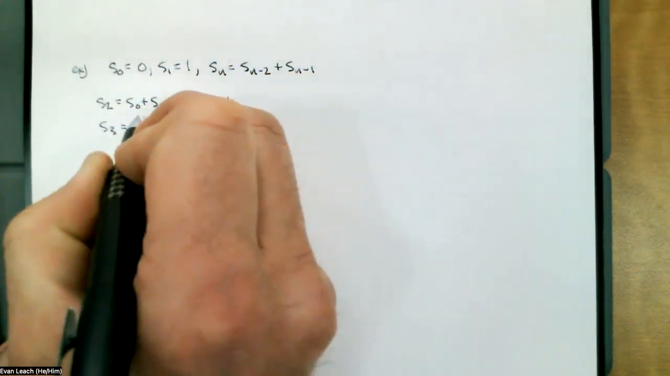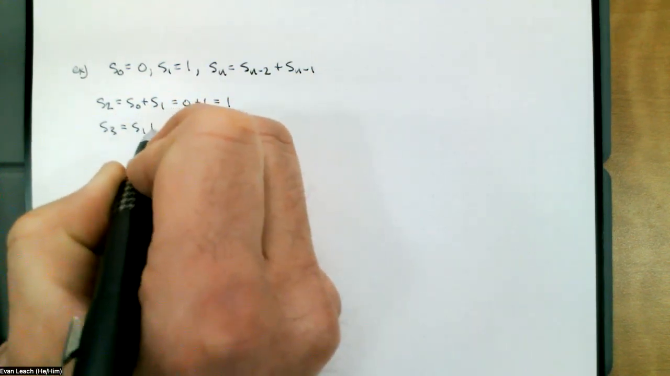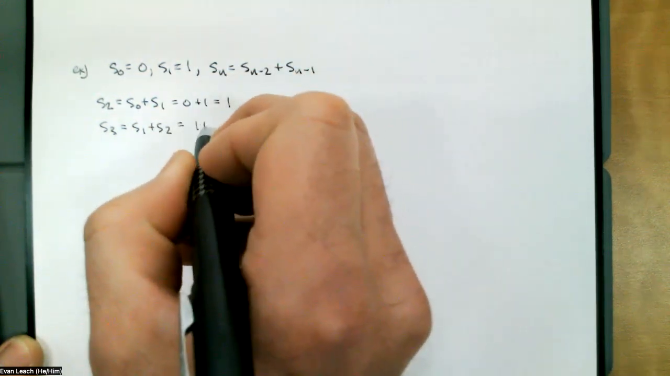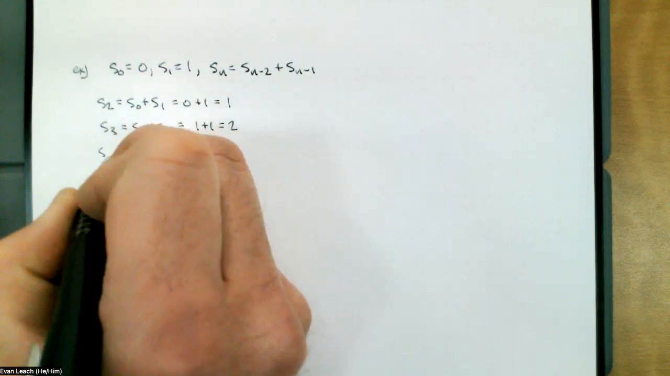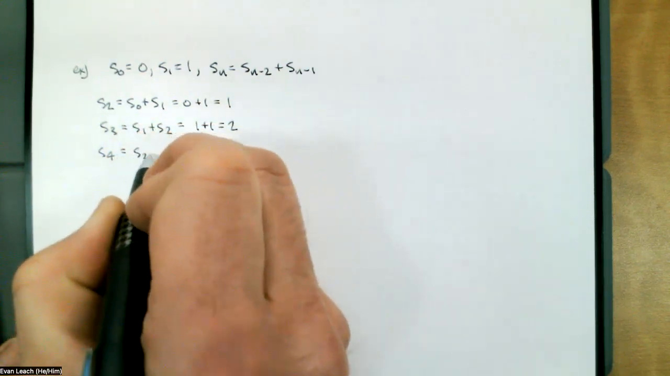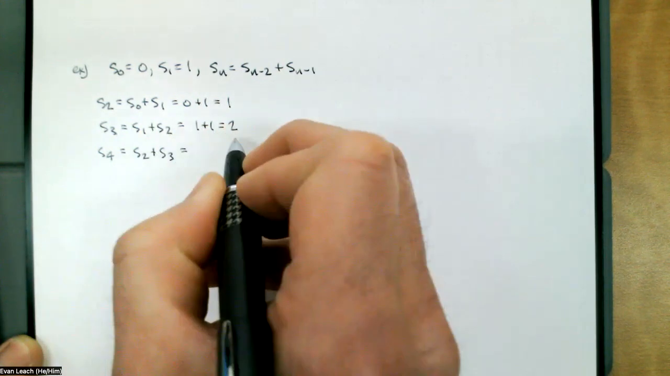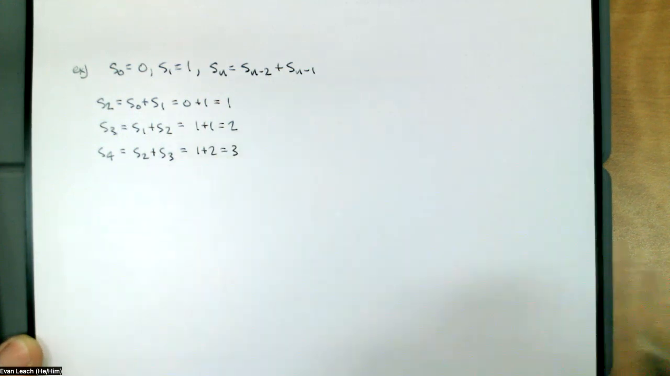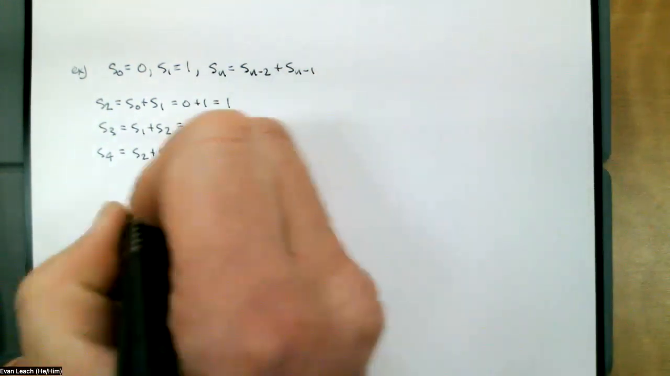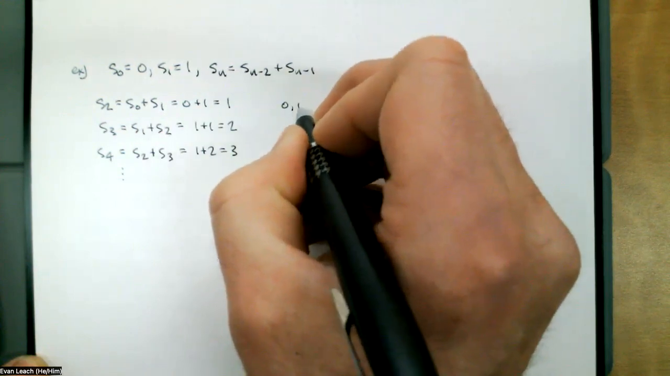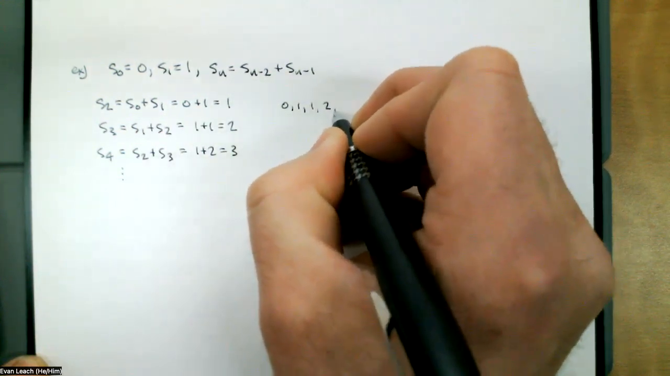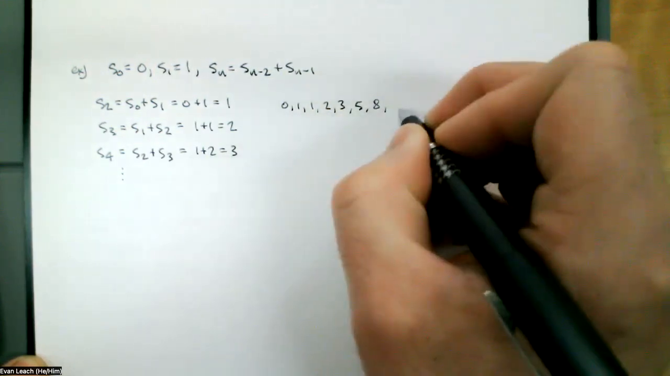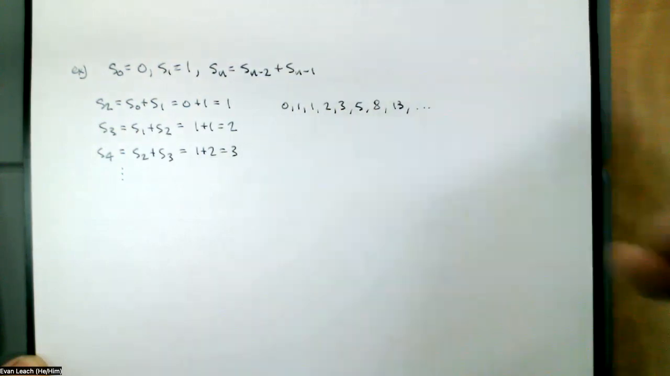S3 would be S1 plus S2, so 1 plus 1, or 2. S4 would be S2 plus S3, so 2 plus 1, or 3. So our sequence will look like 0, 1, 1, 2, 3, 5, 8, 13, and so on.